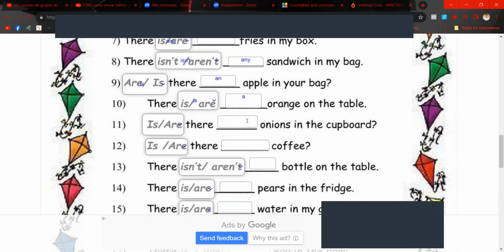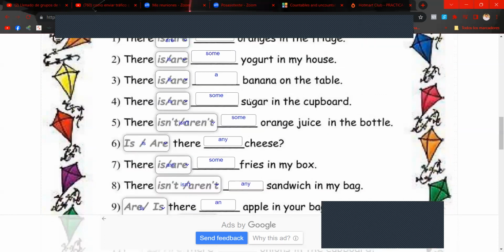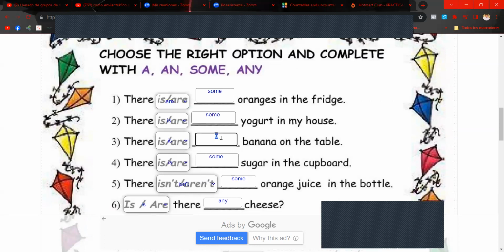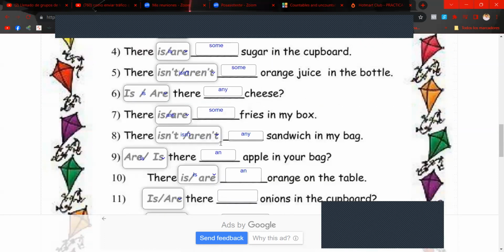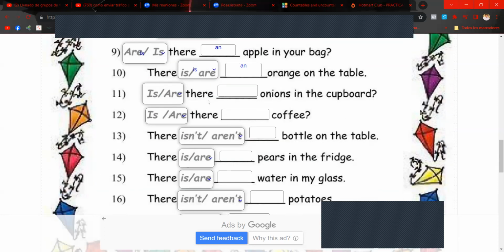Some. No, porque va a ir some, si some es por plural. En realidad no es some, es an. ¿Por qué? Porque empieza con vocal. Cuando empieza con vocal, va an. Si empieza en consonante, como banana, va la A solita. Una cosa así. Right?